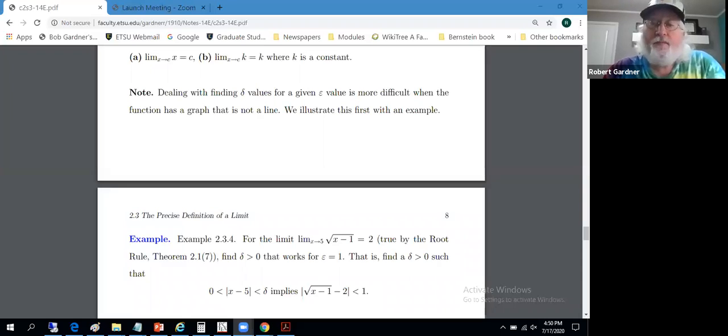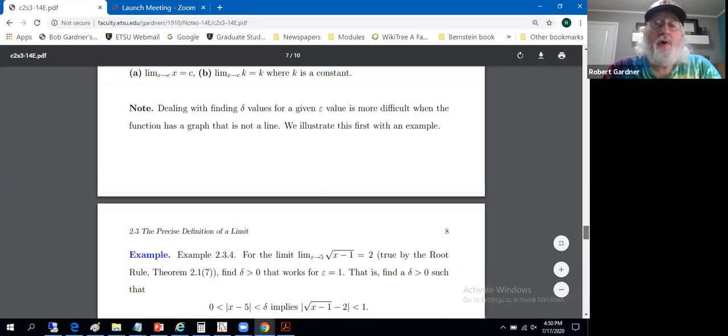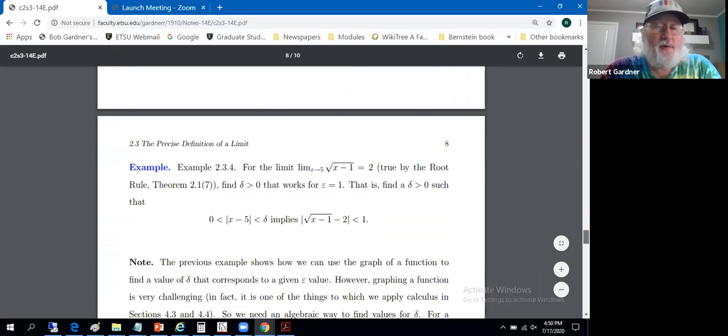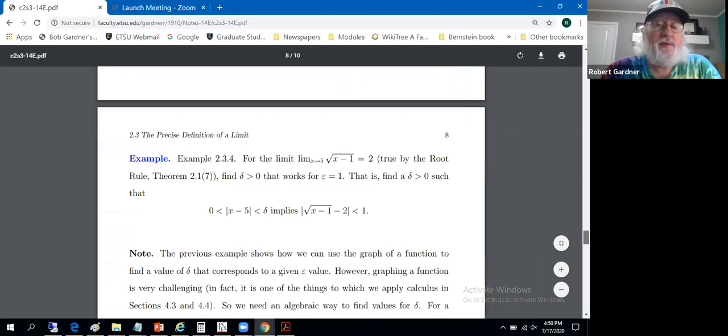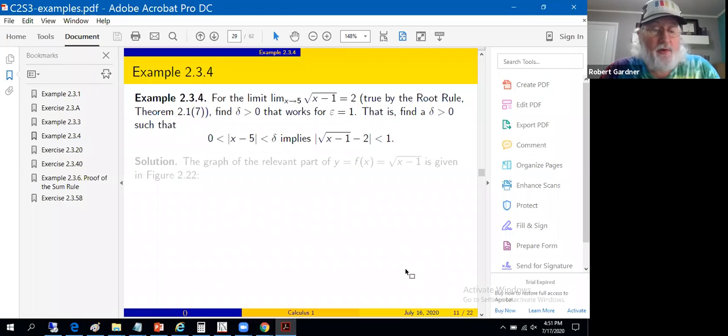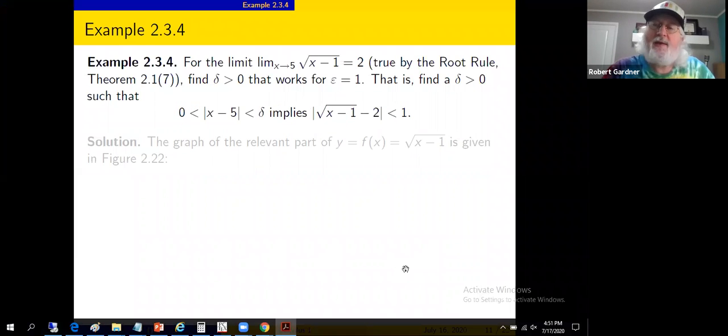So let's finish up section 2.3. So we've looked into finding delta values for given epsilon values when we're dealing with functions of the form mx plus b. The graphs are straight lines. Now, if we deal with functions whose graphs are not straight lines, things become a bit more complicated. Let's illustrate it with example 2.3.4. They give us an alleged limit, and we'll go through and confirm that, in fact, their claim is correct.